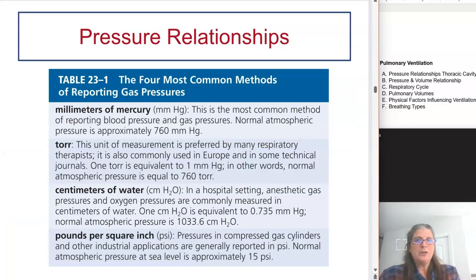Another way that pressure is measured is there's other units. So I will use millimeters of mercury. However, you may have seen torr before. Actually, 1 millimeter of mercury is basically a torr. It's used more by respiratory therapists. I won't be using torr. Centimeters of water, you might see this in the hospitals. And if you buy any kind of gas, you would see it as PSI. So just be aware there's other units when we talk about gas pressure, but we'll use mmHg.